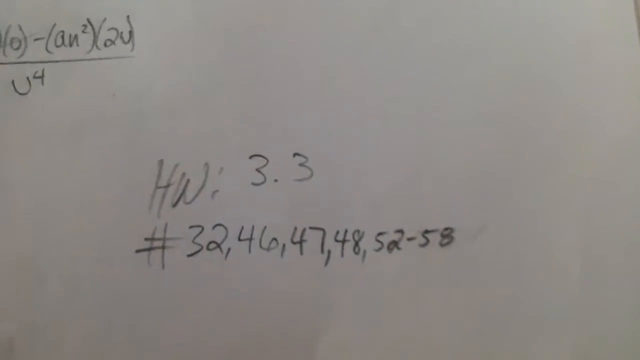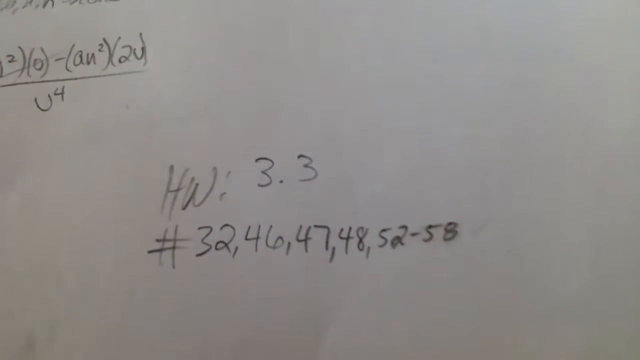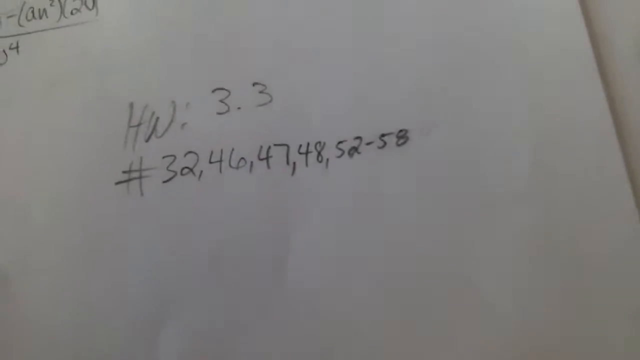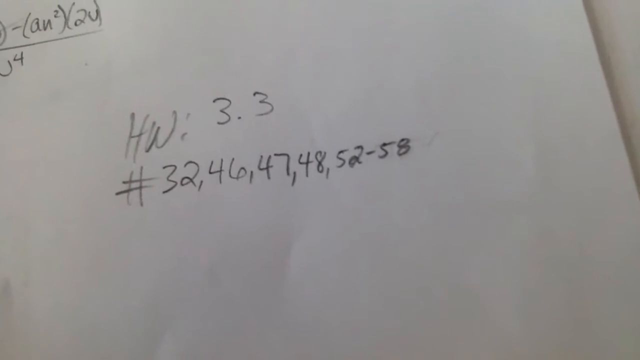So do those ones. 32, 46, 47, 48, 52 through 58. That was like today. So, like I said, shorten that one to that. Make that one for today. Richens will check both on Thursday.